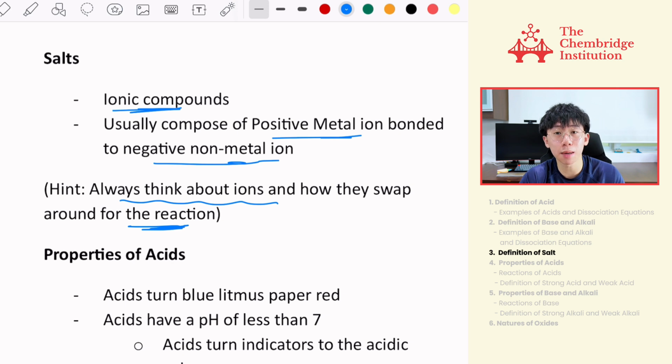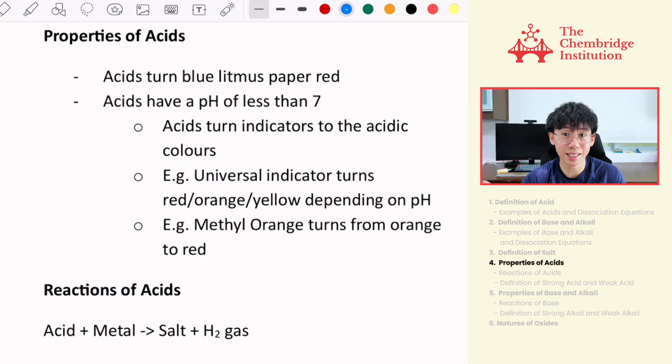So you will see some examples later on, but in general, you will notice that there is one cation and one anion that doesn't really participate in the reaction, and from the product of the reaction, they will just come together and form the salt. Let's deep dive into some of the properties of our acids.